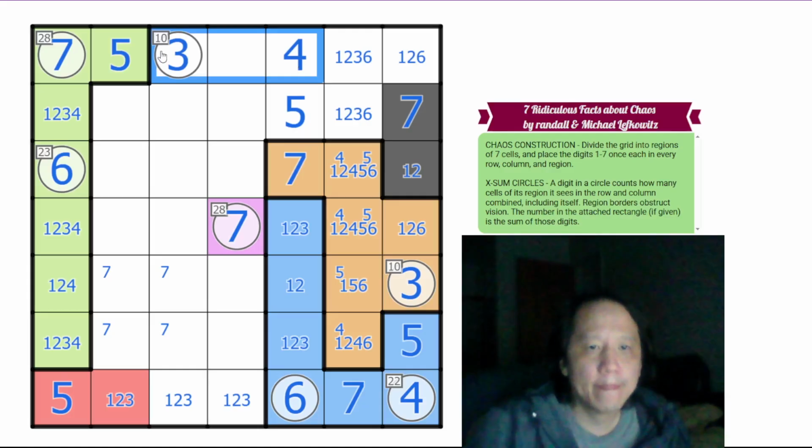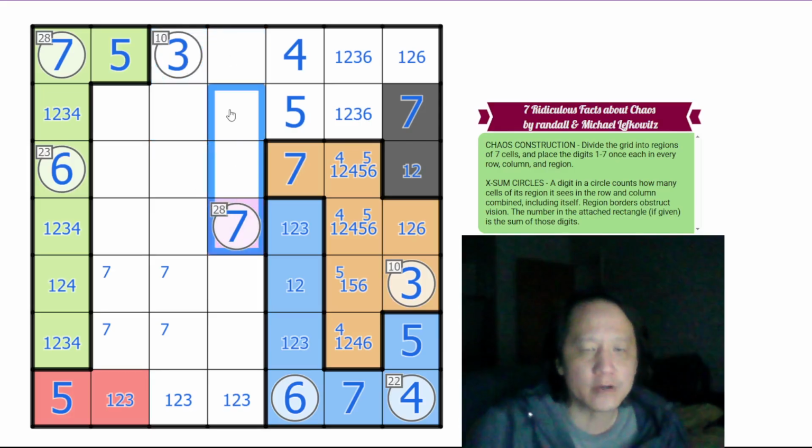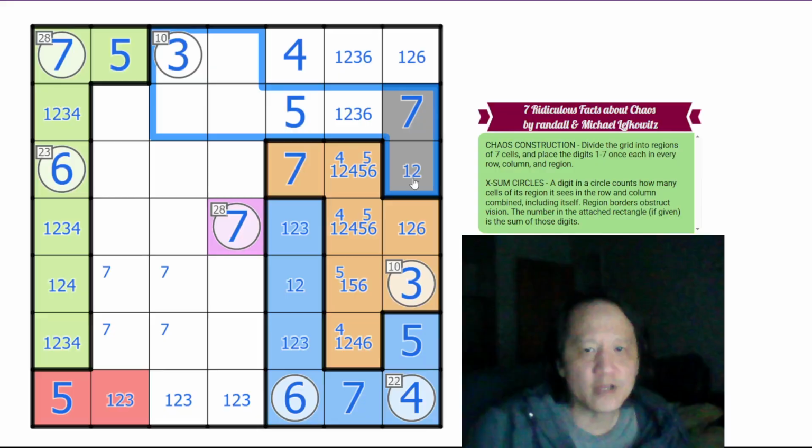So it must be either... okay, so this cannot be part of pink, guaranteed. Can it be part of dark? 1, 2, 3, 4, 5, 6, 7, 8. No, so this has to be a separate one. So we're going to make this yellow.